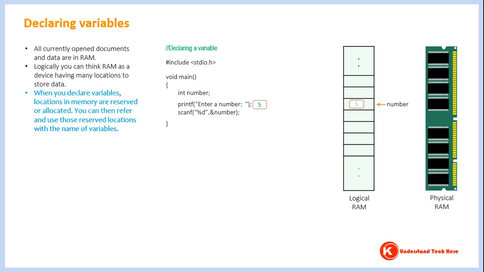So when you say you are declaring a variable, a location is being reserved or allocated for you, and when you say you are placing or storing a value in a variable, you are really placing or storing the value in the location whose name is the name of the variable.